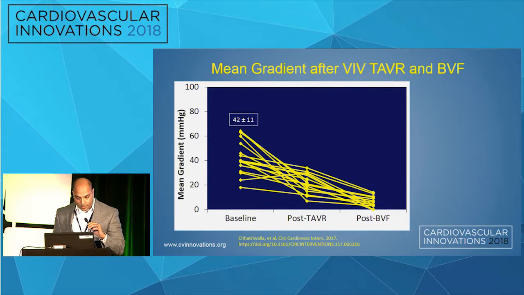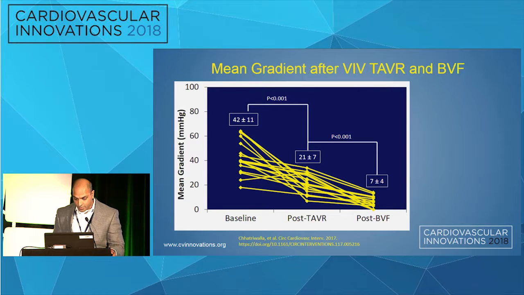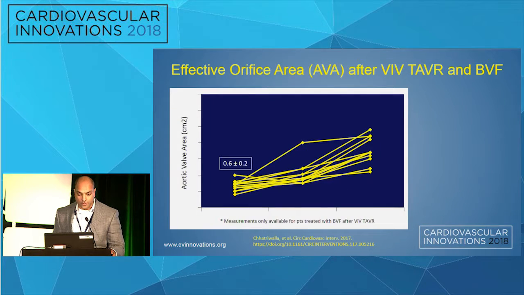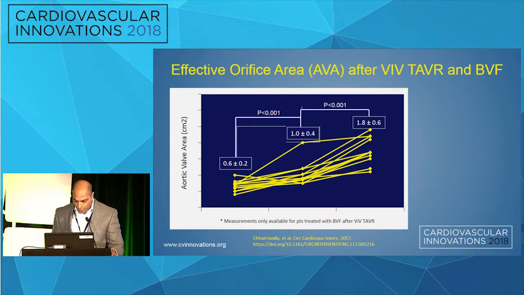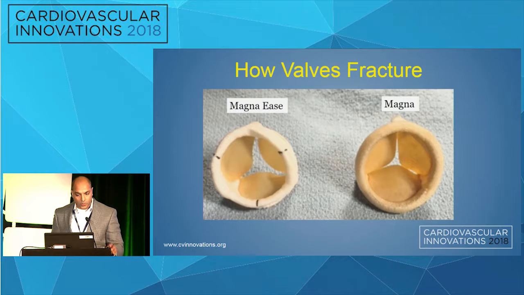And we published a little bit about this. These are 15 cases in which valve-in-valve TAVR was done and then followed by BVF. The baseline mean gradient went from 42 to 21 with TAVR and then down to 7 with BVF. The valve area went from 0.6 to 1.0 with TAVR and then to 1.8 with BVF. So it works. But how do we do it? We need to know a little bit more.